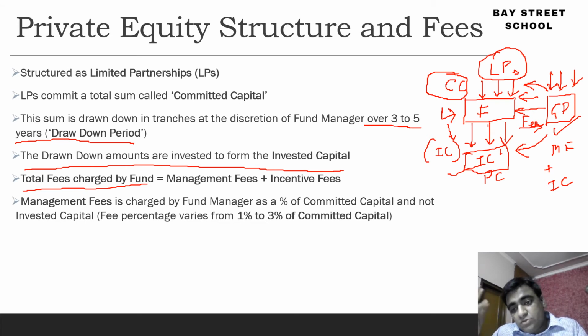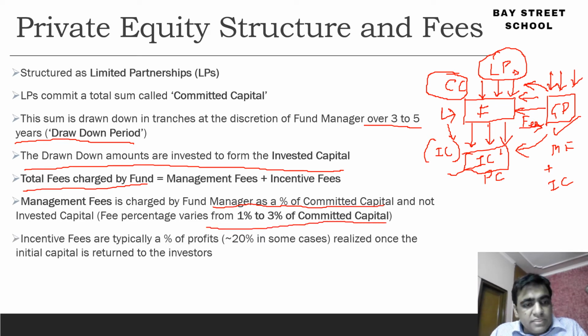If I invest 2 years down the line, and the GP also invests 2 years down the line, the management fee will only be calculated on 100 million, even if only 20 million has been invested. So it's a percentage of committed capital, generally in the range of 1 to 3% of committed capital. This is easy. And incentive fee is basically when a fund makes a profit.